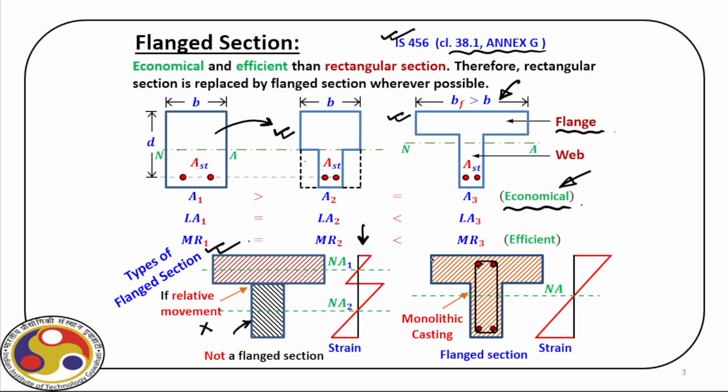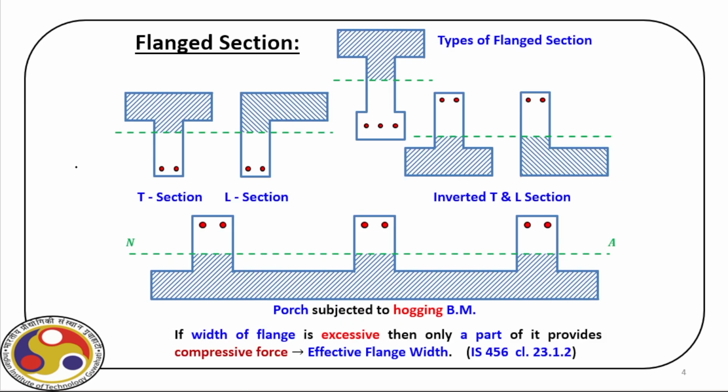On the other hand, if we have a flange and then we have the reinforcement in such a way that after casting, this entire section works as a monolithic one and they together participate in bending, then we have this strain diagram. Obviously, we are about to take this type of section where the flange and web are monolithic. Now, before we move into the details of how to calculate the moment of resistance for this section, let us quickly go through the different kinds of shapes that we encounter when we talk about flanged sections.